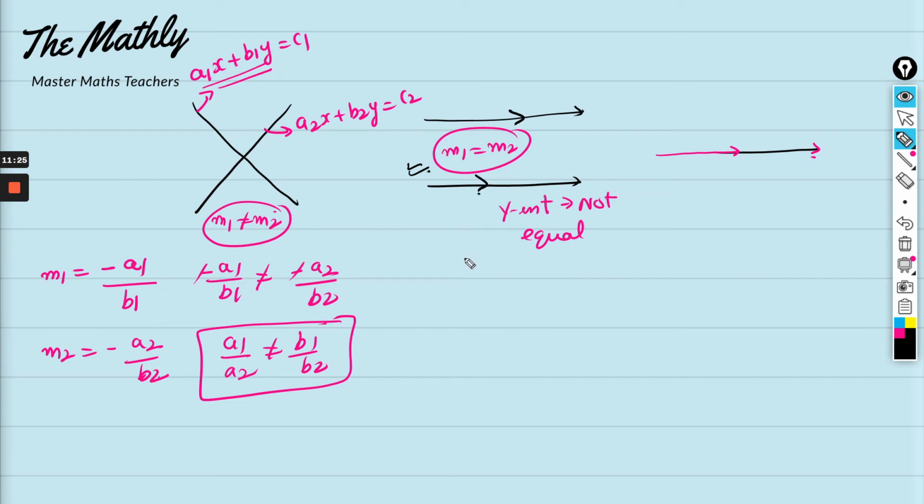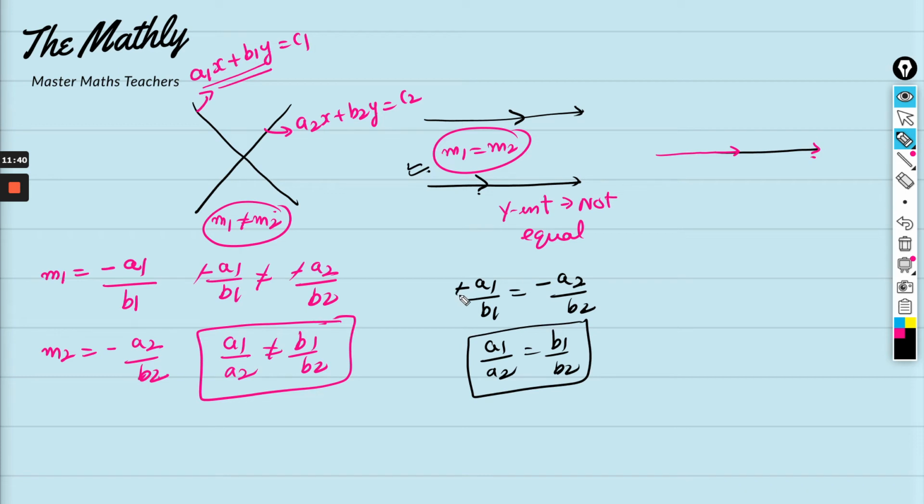When the lines are parallel, the slopes are equal. So negative of a1 upon b1 should be equal to negative of a2 by b2. Just rearrange it. This and this will cancel out, this will go in this direction, and this will go in the upward direction. Now, one more condition is given here: the y-intercepts are not equal.